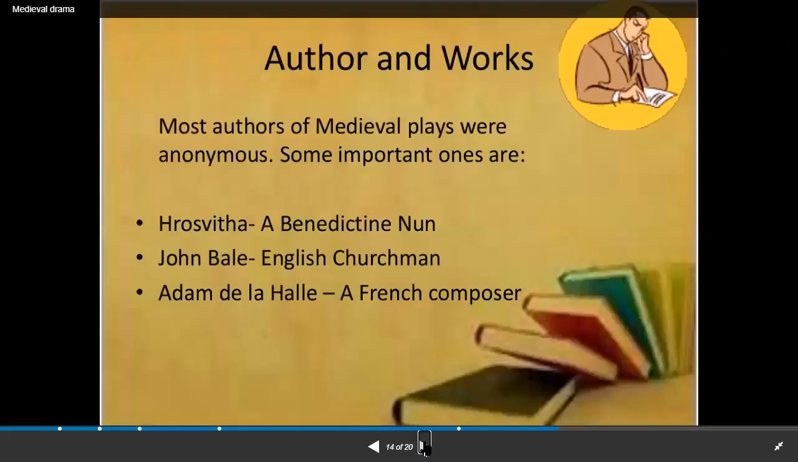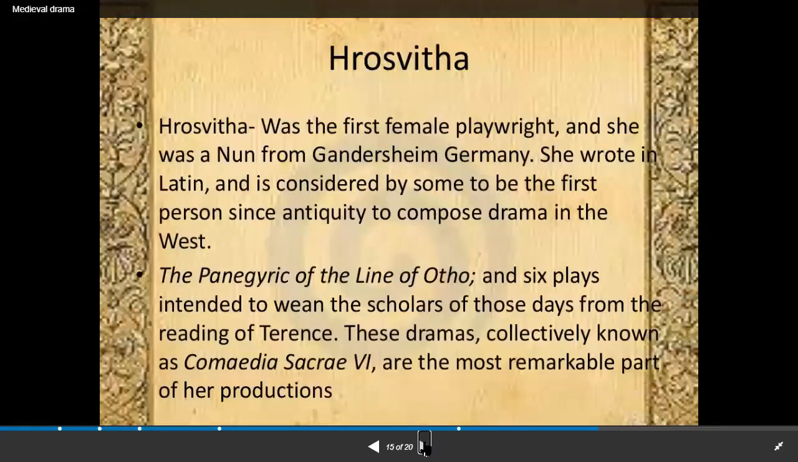Okay, here we go. The authors and works. Most authors of the medieval plays were anonymous. Some important ones, as we've discussed, are Hrotsvitha, the Benedictine nun; John Bale, the English churchman; and Adam de la Halle, the French composer. Most of them were poets from the church. Hrotsvitha was from Germany. She used to write plays inspired by Terence, the comedian, satirical plays.